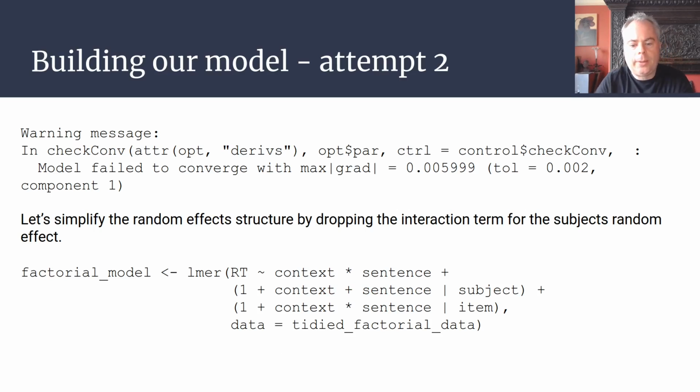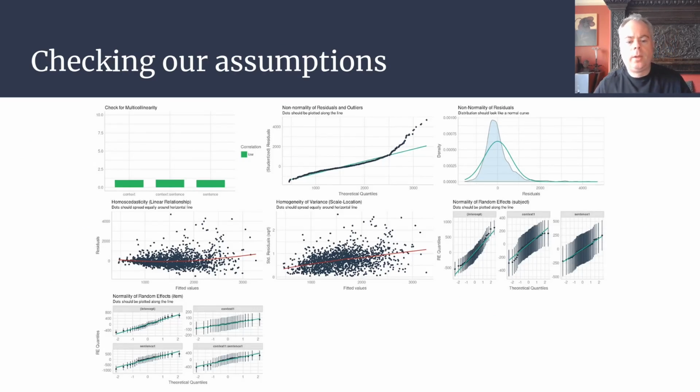It's a good idea to drop random effects terms on the basis of the amount of variance they explain in the data. If you were to look at the model that failed to converge, you'd find that the variability accounted for by the subject random effects term is actually less than the item random effects term, so we can decide that we're going to simplify the subject random effects term first. If we do that, we actually get a model that fits.